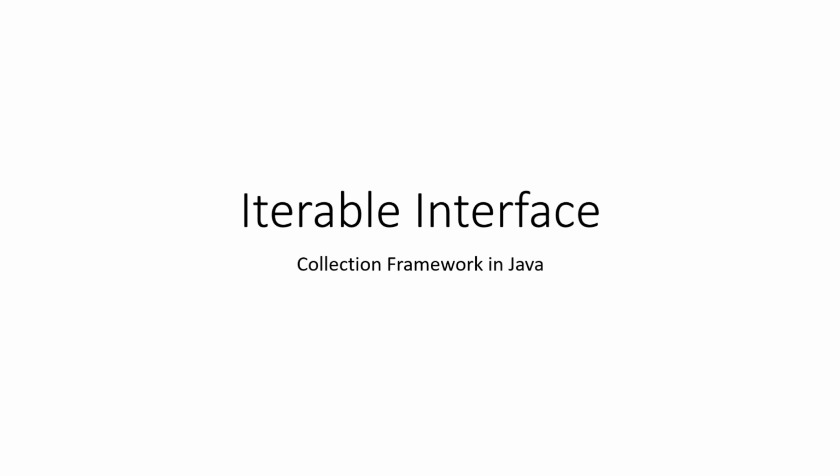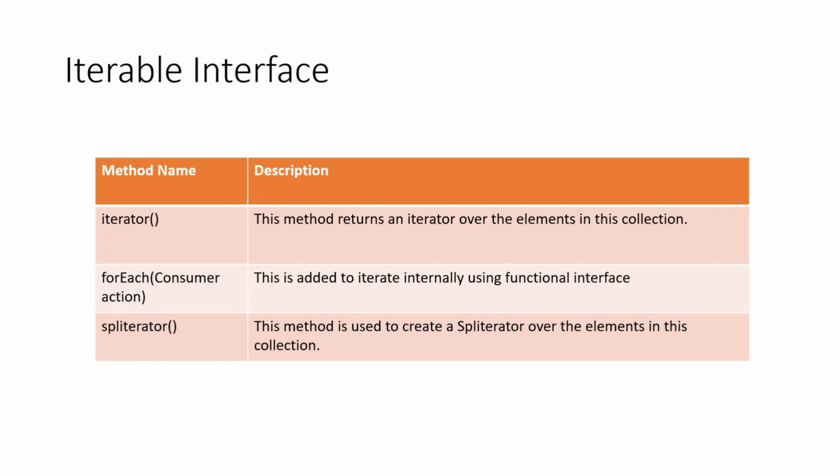Hi, in this video we are going to learn the Iterable interface in the Collection Framework. The Iterable interface has three methods. Iterator: this method returns an iterator over the elements in this collection. Then forEach, which was added to iterate internally using the functional interface from Java 1.8 onwards. And Spliterator, also added from Java 1.8 onwards, which is used to split and iterate the collection.